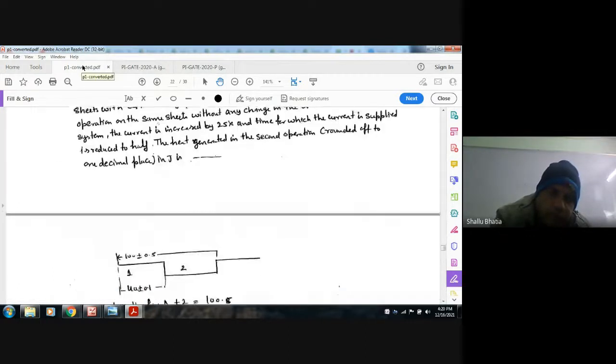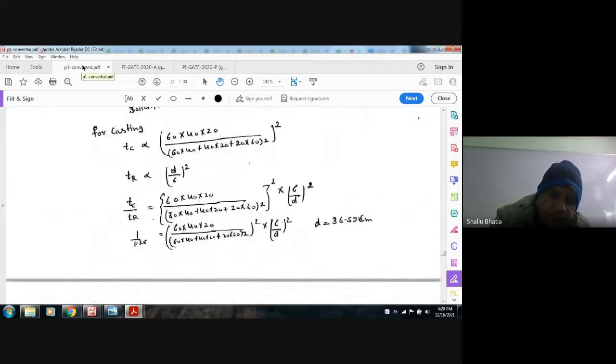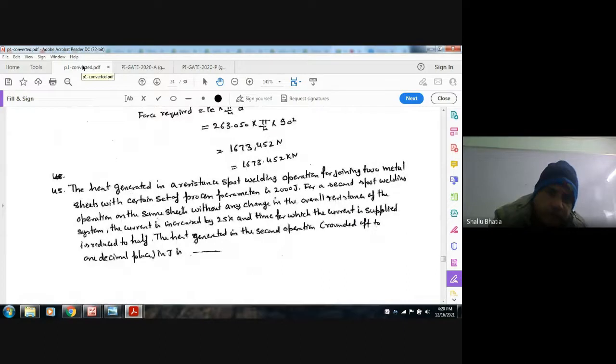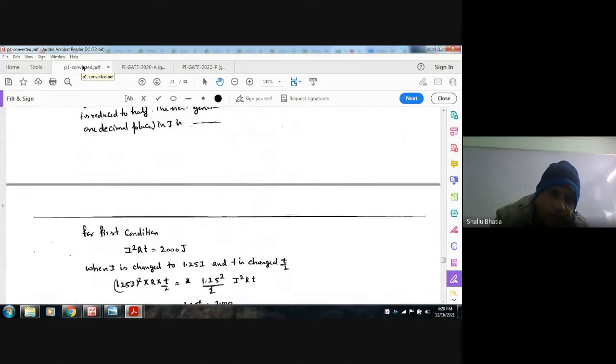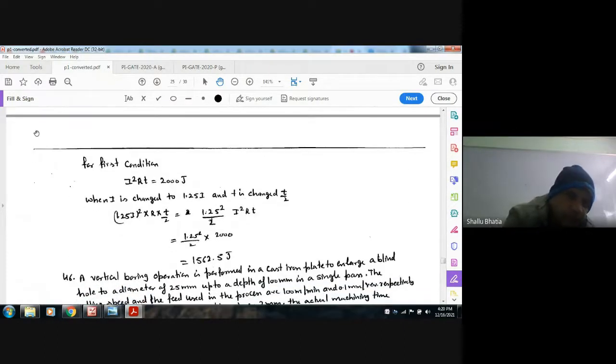You have to calculate the heat generated in the second case. In the first case, the heat generated is 2000, that is I squared RT. Now I is changed to 1.25 I and time is changed to T by 2 in the second case. Then we will have (1.25)^2 by 2 times I squared RT. Now I squared RT is 2000, so that is 1562.5 joule. So the answer is here.